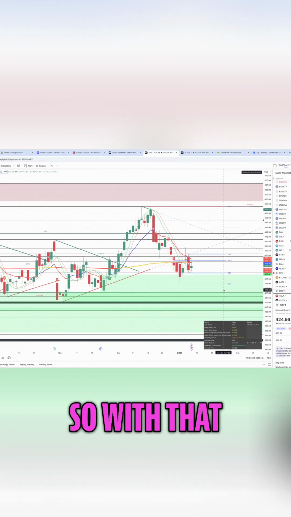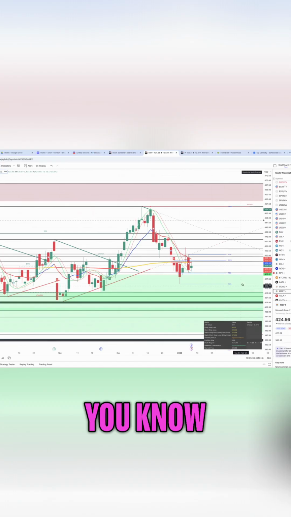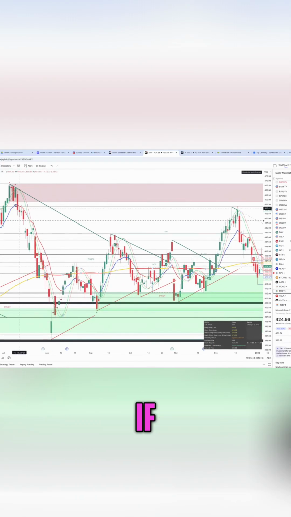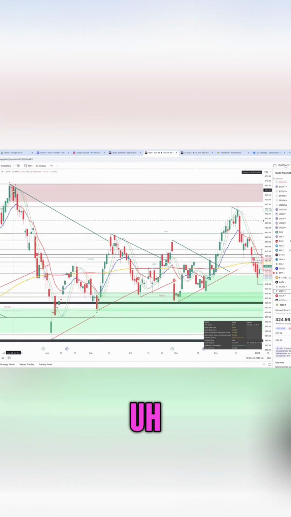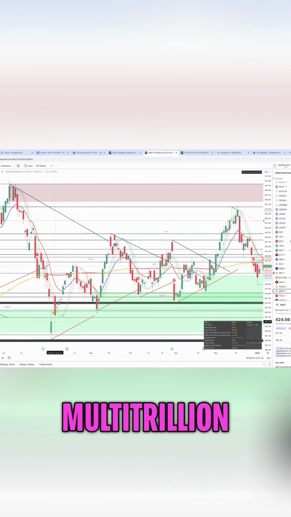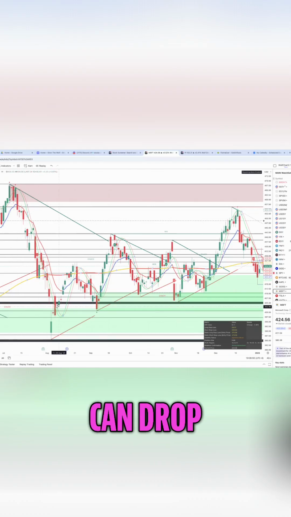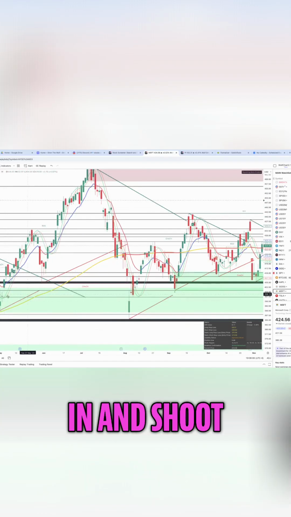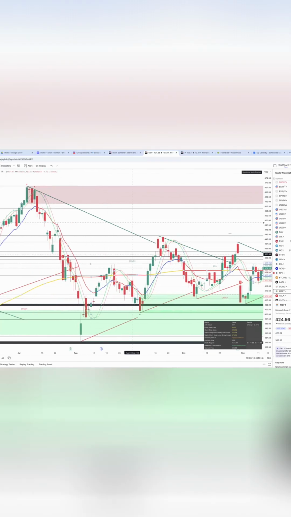With that type of money, it creates a lot of volume and it pushes the stock aggressively in certain directions, especially when they decide to dump a stock. I don't care if the stock is as big as Microsoft. If enough of them start selling, it can drop like this. Microsoft is a multi-trillion-dollar company, but if they start dumping their shares, they can drop Microsoft like this, right? But also only they can buy in and shoot Microsoft up like this. Okay.